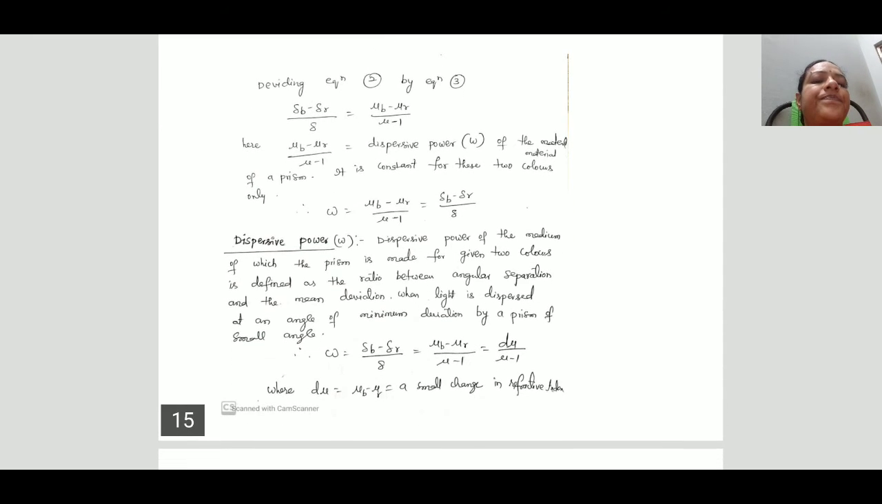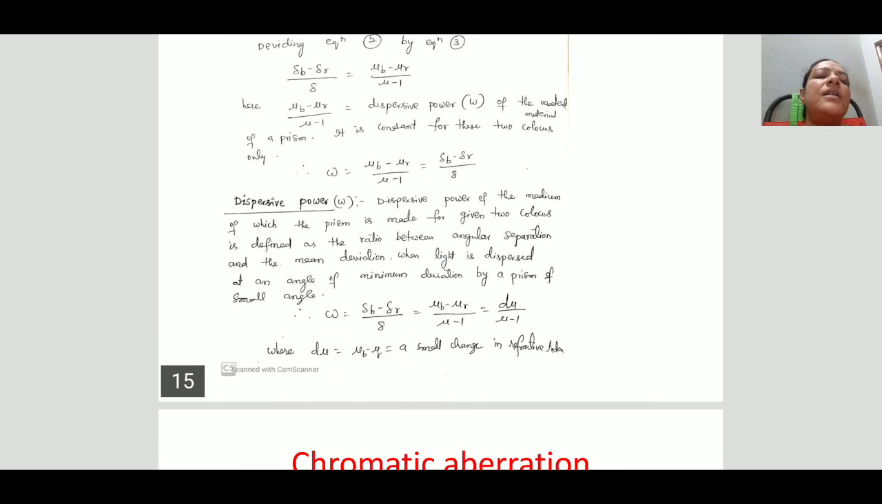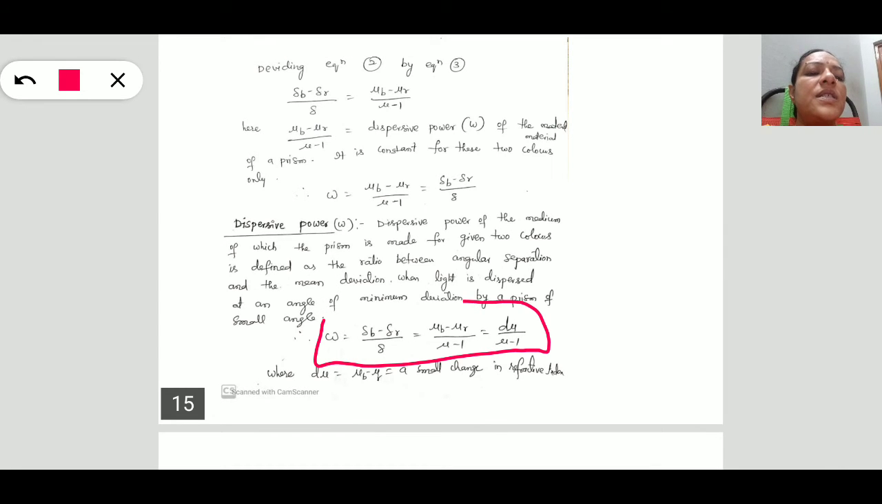This can be written as ω = (δB − δR)/δ = (μB − μR)/(μ − 1). Here μB − μR can be written as dμ, that is, dμ is a small change in the refractive index. Simply, we can write the dispersive power as dμ/(μ − 1). So this is the dispersive power of a prism.